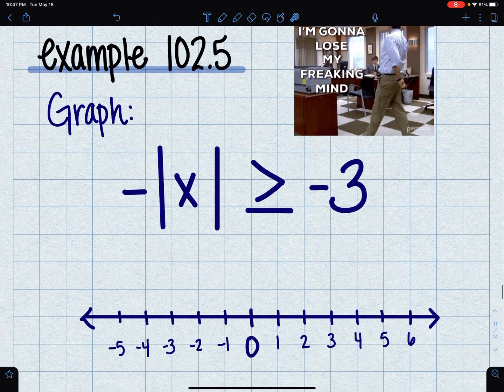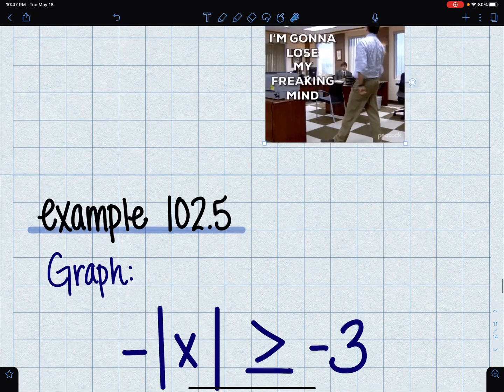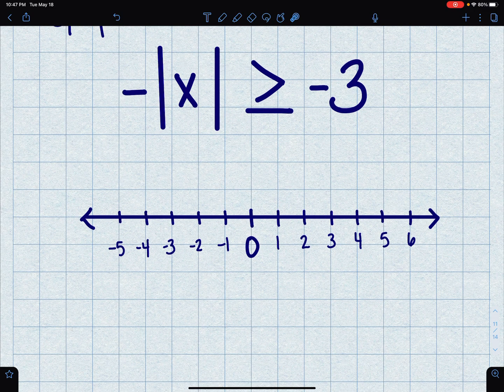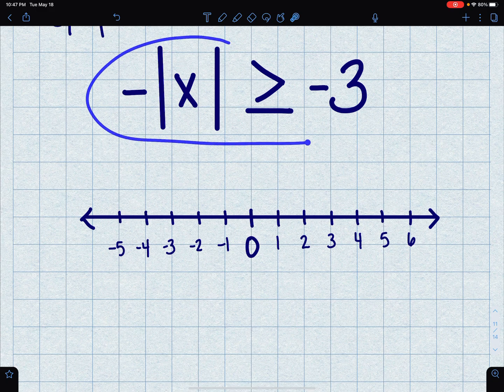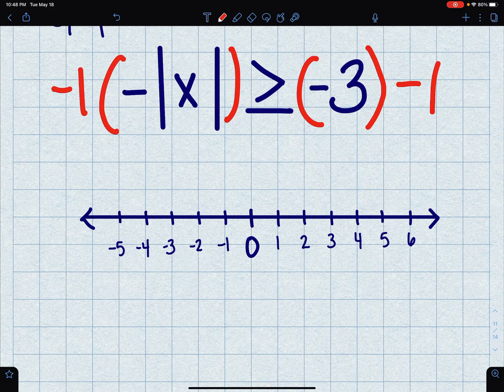Okay, so let's do one where we have to do a little bit more work to find the answer. If they give you an inequality like this, first you have to simplify it, because this is not simple enough. So we're going to multiply both sides of the inequality by -1, in order to isolate the x to one side. We have to isolate the x first before we can graph it.